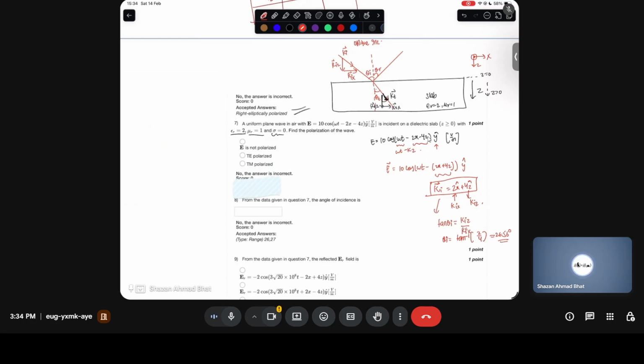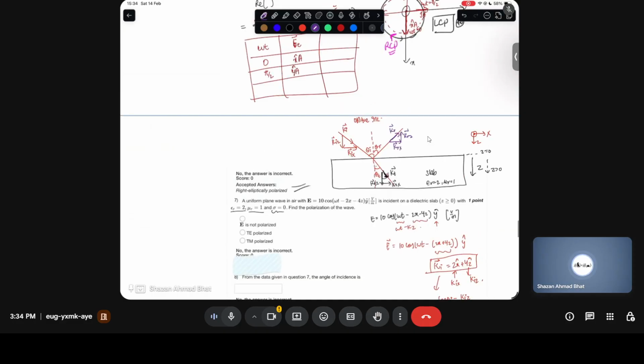And once it goes theta reflection, this will be the k reflected, which will be basically the reflected propagation constant in that particular direction, and it can again be divided into krx and krz. So this is the exact scenario of the electric field going in this particular direction. Now, what we were supposed to find is the polarization of the wave.